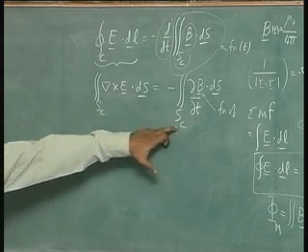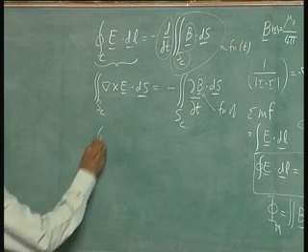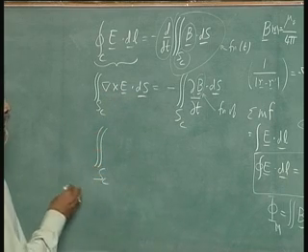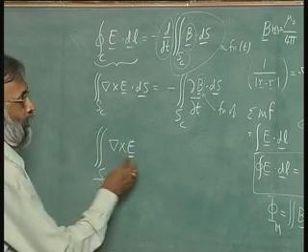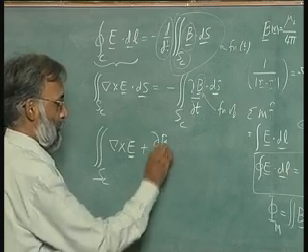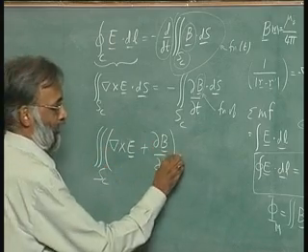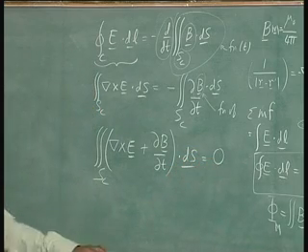I have a surface integral on both sides, so I am going to combine them. So, I get the surface integral of (curl of E plus del B del t) dot ds is equal to 0.